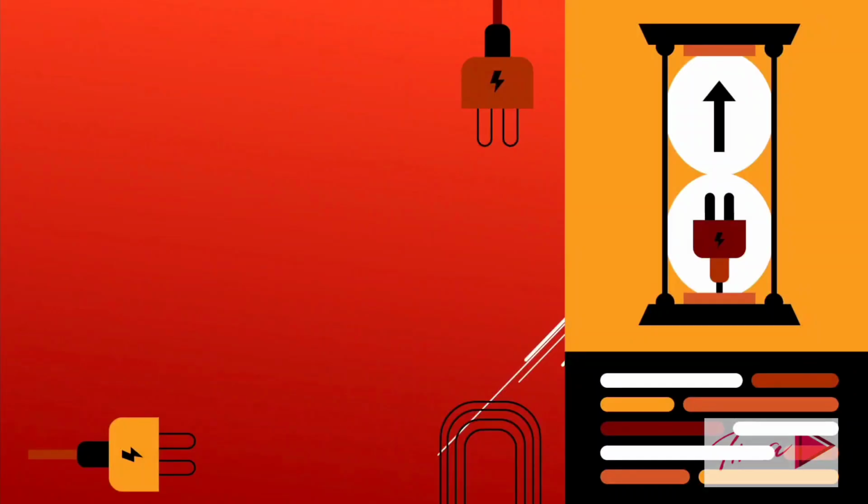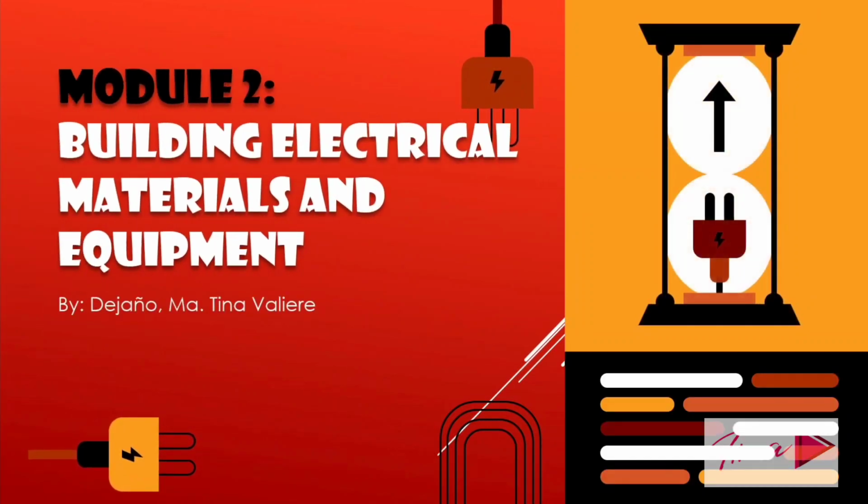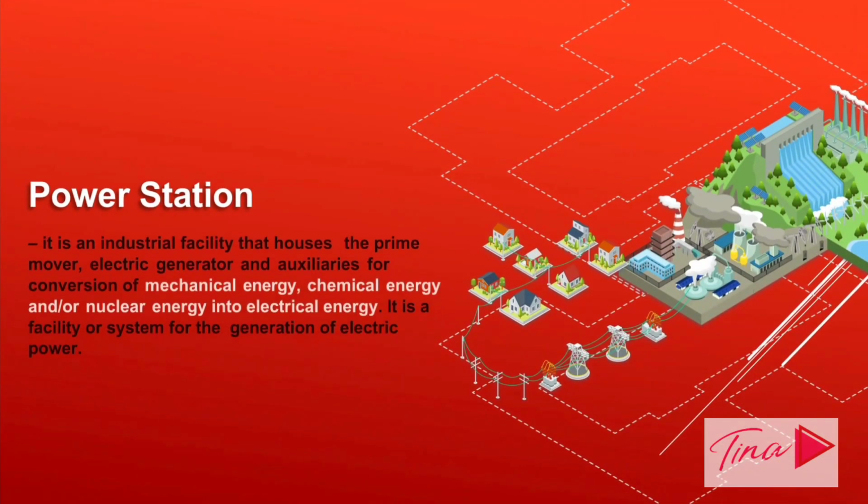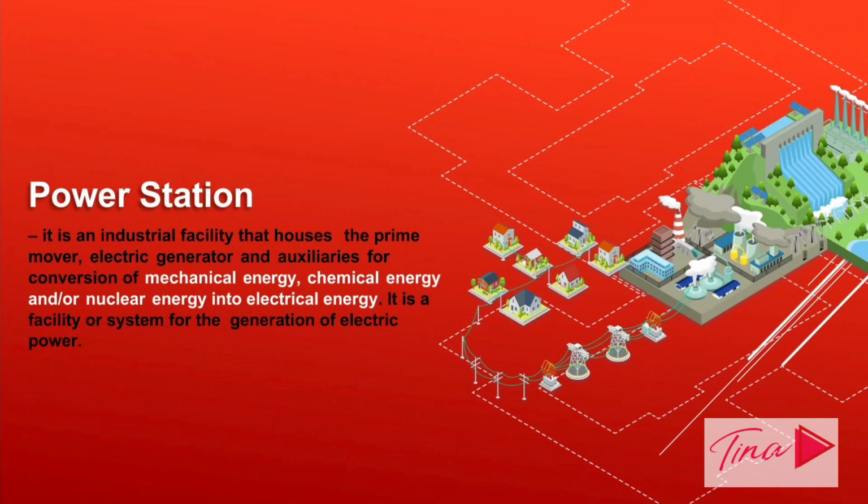For the second part of our Engineering Utilities 2 video, we will now be discussing Module 2, which is Building Electrical Materials and Equipment. Here we have the power generation and transmission. Under the power generation and transmission, we have the power station. It is an industrial facility that houses the prime mover, electrical generator, and auxiliaries for conversion of mechanical energy, chemical energy, and/or nuclear energy into electrical energy. It is a facility or system for the generation of electric power.